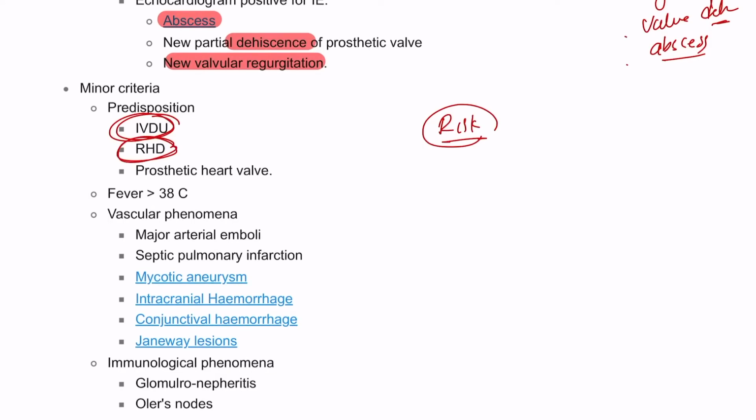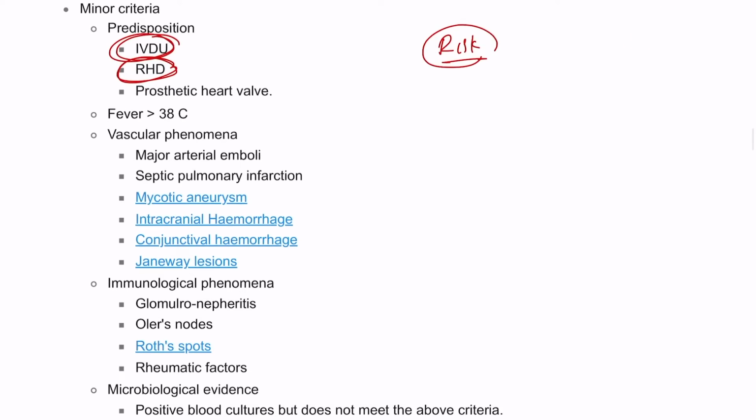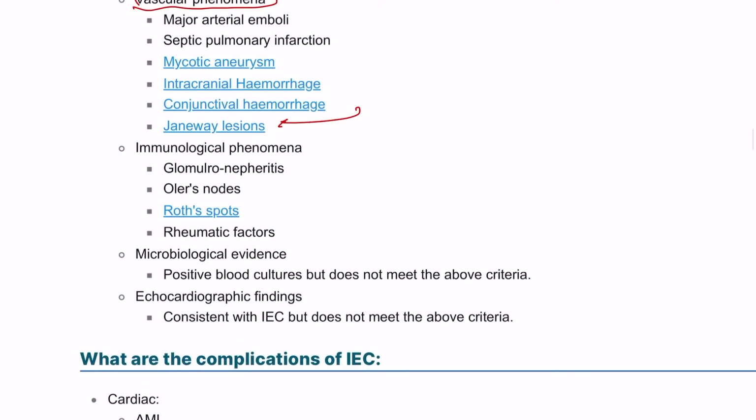the rheumatic heart disease patients, and also prosthetic heart valve. New fever more than 38 degrees, or vascular phenomena, which is presence of emboli or Janeway lesions, which are painless lesions present in the hand, or immunological phenomena such as Roth spots and also glomerulonephritis or Osler's nodes. I'm pretty sure that you know that.